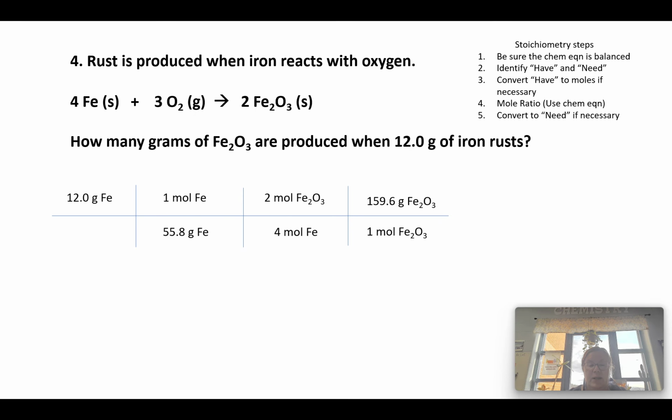Again, I'm going to multiply across 12 times 2 times 159.6, equals, divided by the quantity of, and again we want to put parentheses around, 55.8 times 4 in parentheses. And you should get 17.2 grams of iron 3 oxide.